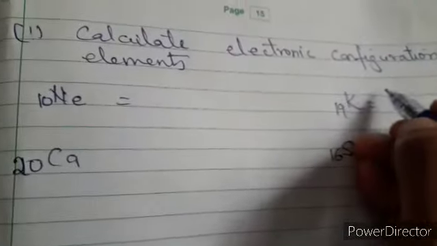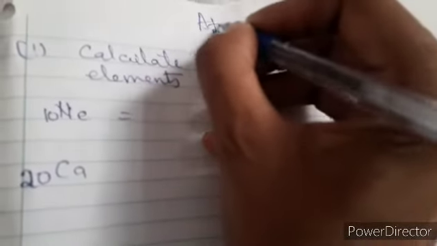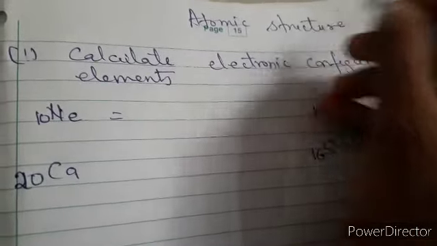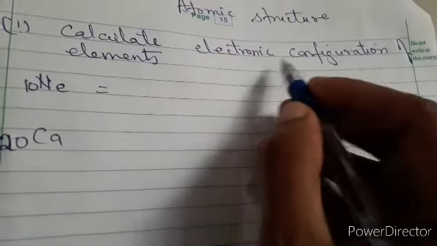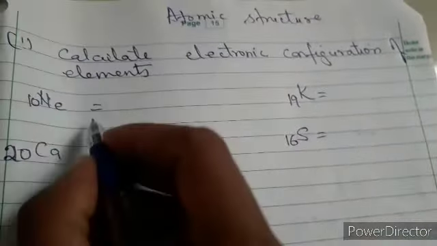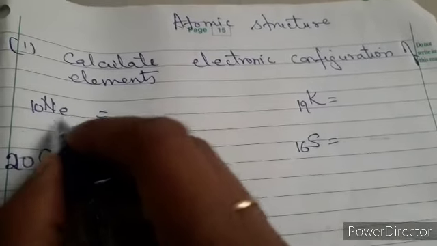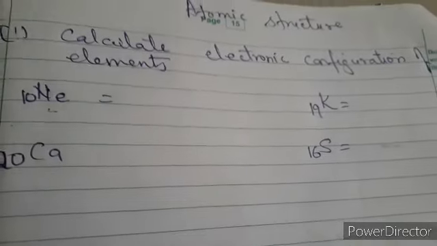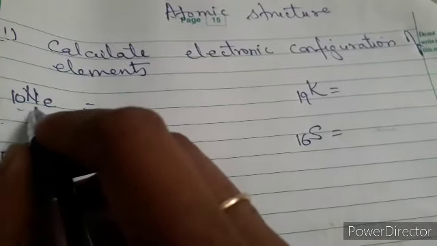Certain questions will come from your atomic structures. I am revising these topics so that if you have forgotten, you can go through them again. Now calculate the electronic configurations of elements. I have written a few elements. Suppose I am giving you neon. It's not necessary that I'll give you this; maybe in boards alphabets can come like A, B, C, D. We have discussed these types of questions. Suppose this particular element is given to you.